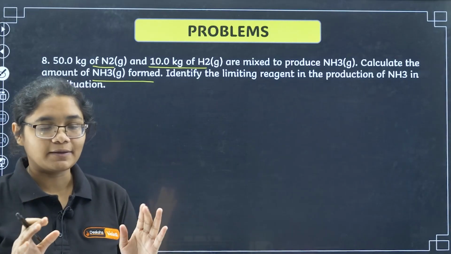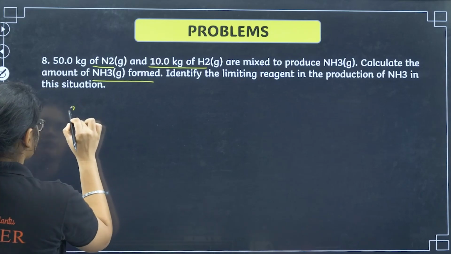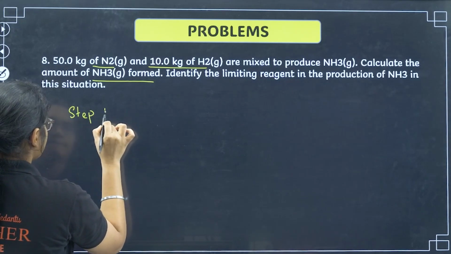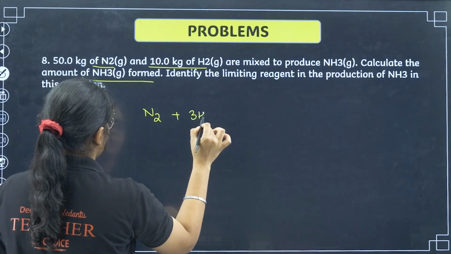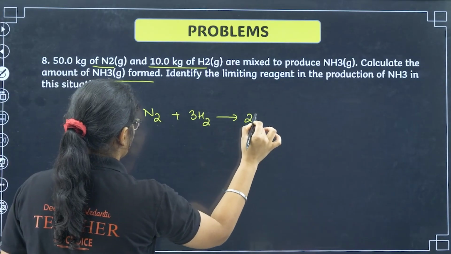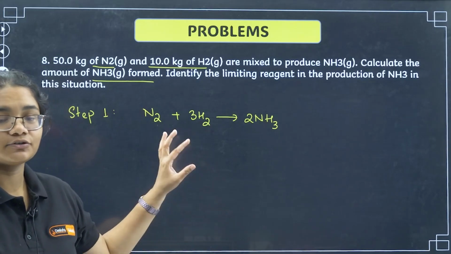So the first step is to write the balanced reaction. Step number 1 is to write the balanced equation: N2 plus 3H2 gives 2NH3. This is the balanced reaction.